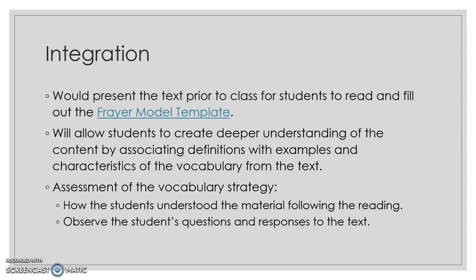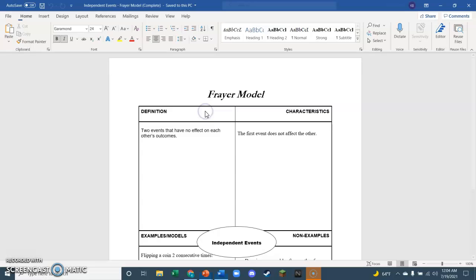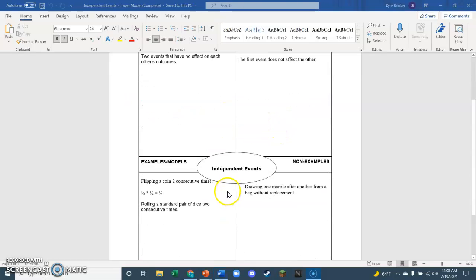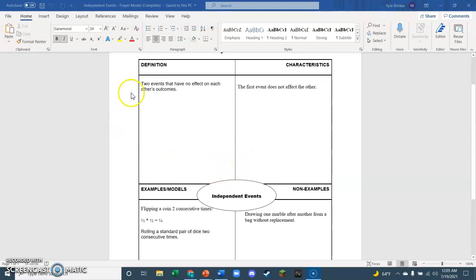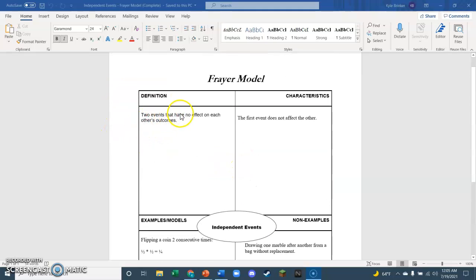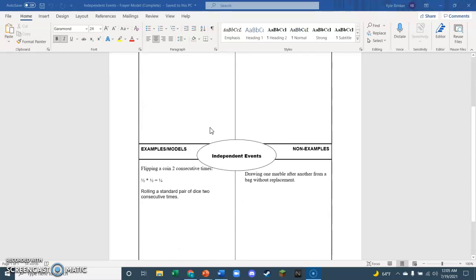Now, how would I integrate this into my mathematics classroom? Well, I would assign the text prior to class for students to read and then fill out their version of the Frayer model template. And I completed one just to show an example. So I have independent events in the middle. I have a definition of two events that have no effect on each other's outcomes. And a characteristic of this is the first event does not affect the other.